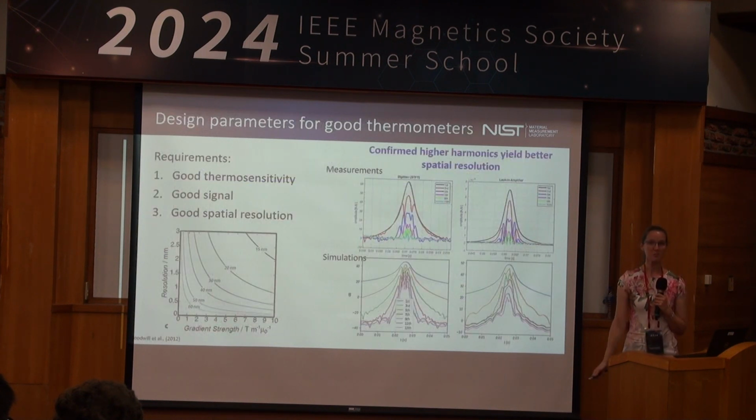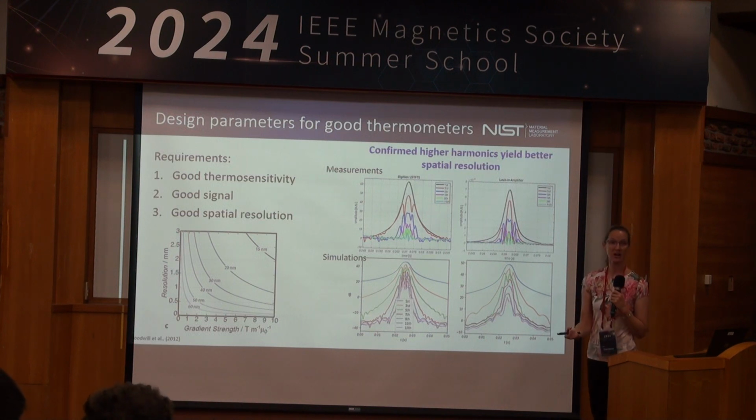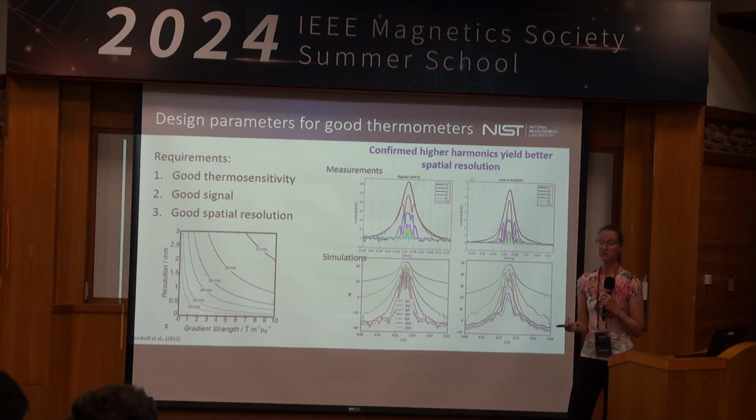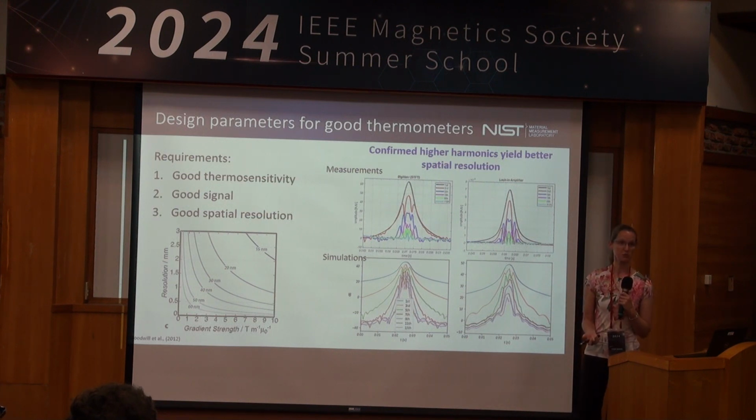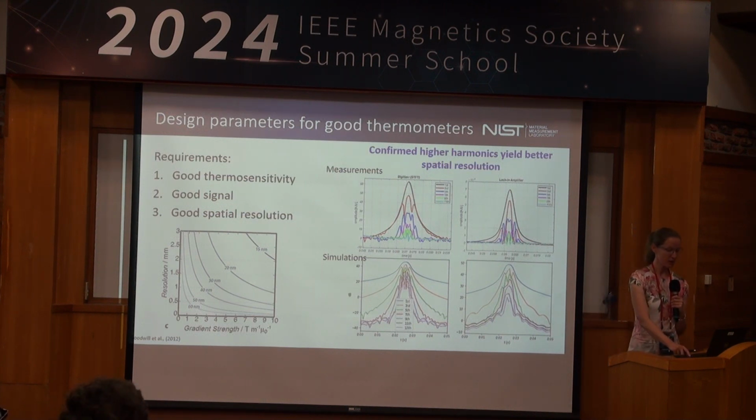So what are some of the design parameters for good thermometers? Well, first thing is you've got to have a good thermosensitivity. You've got to have a good signal. And if you want to do imaging, you've got to have good spatial resolution. It turns out if you want good spatial resolution, you need to go to the higher order harmonics. But the higher order harmonics always have lower signal, so you've got to trade off in terms of how far out you can go with your signal. And then the question becomes, what kind of thermosensitivity do your higher order harmonics have?